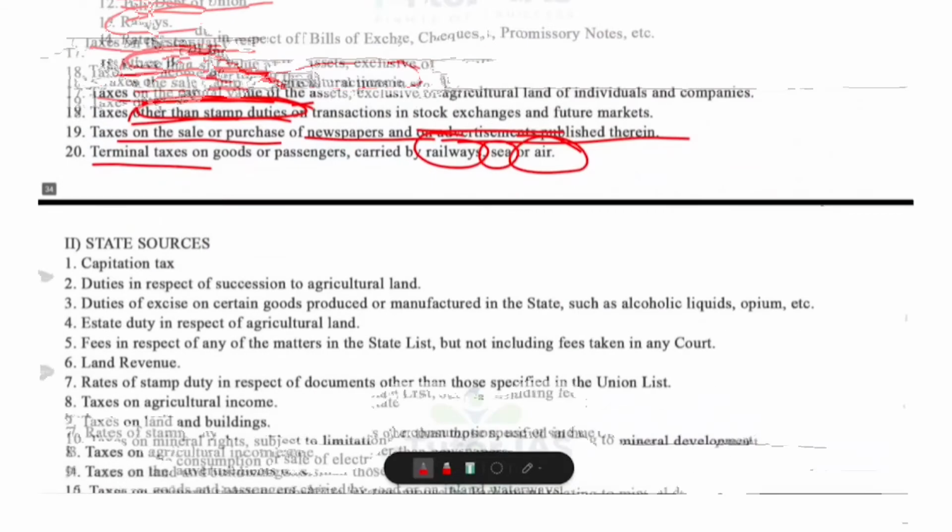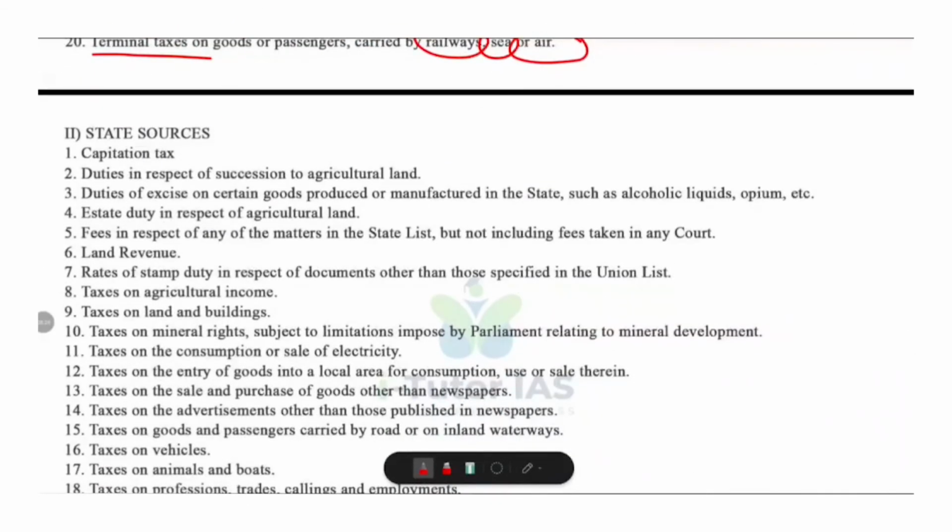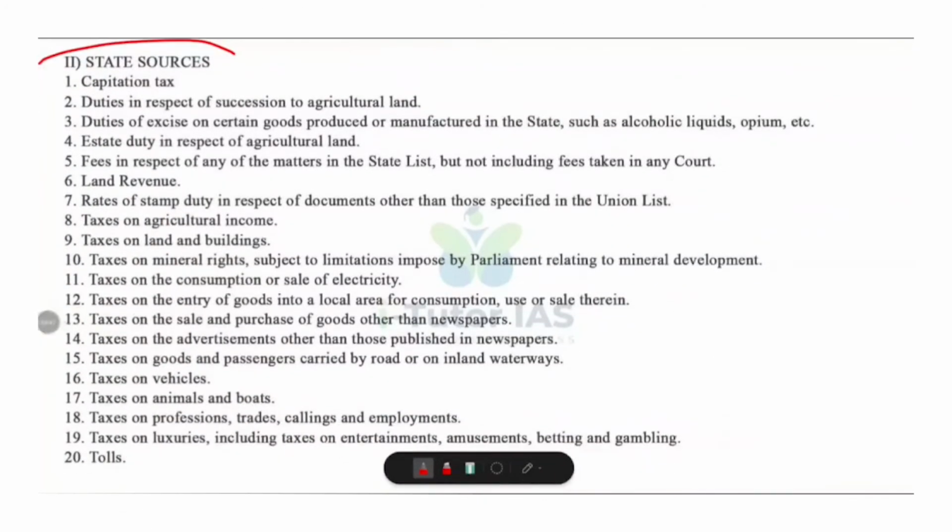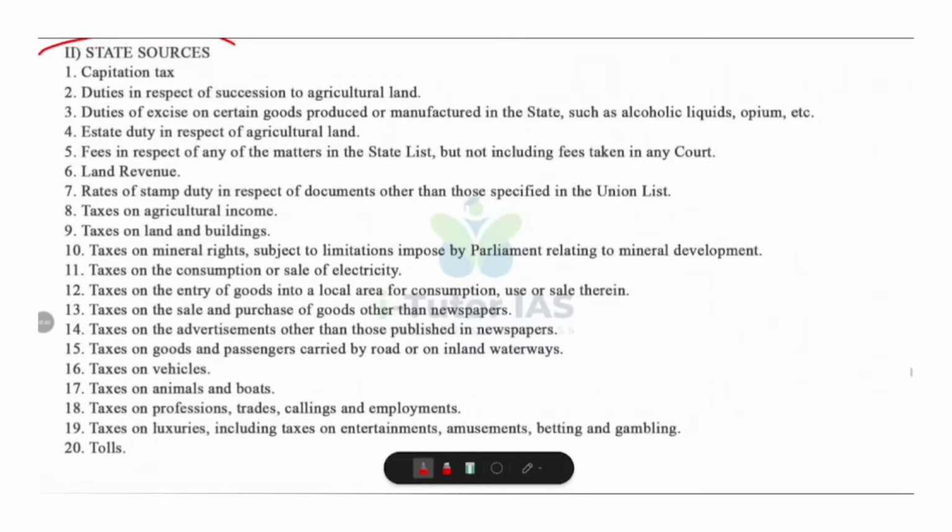Okay, now let's look at the state sources of revenue. State list is also a financial power of state. So the state government have their own exclusive source of revenue. These taxes and duties are assigned to them because they relate to local matters or require state level administration. Okay, so let's look at what are the revenue sources of state government.